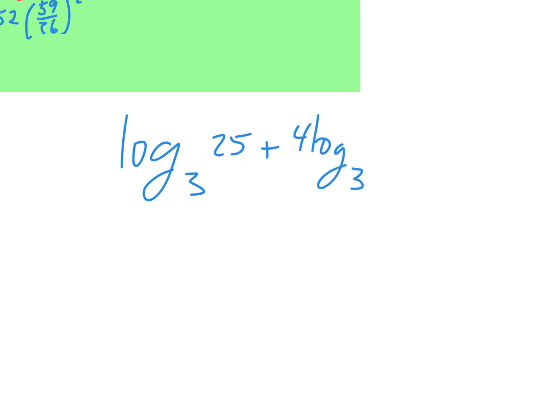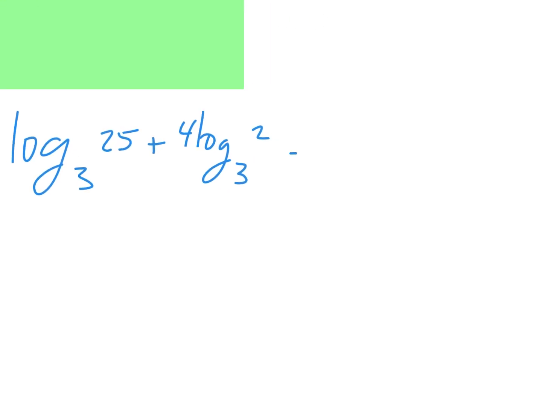Well, you definitely have to know how to condense logs. Let's everybody take a little moment to condense this log. Log base 3 of 25, which is already condensed a little bit, because it could have been 5 squared and the 2 could have been out here. But let's just leave it as log base 3 of 25 plus 4 log base 3 of 2 minus log base 3 of 3.